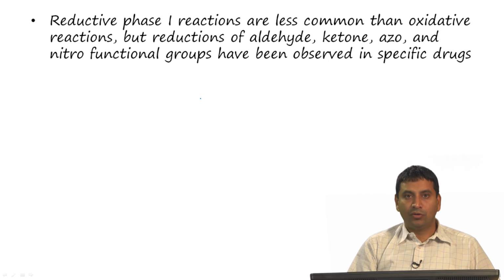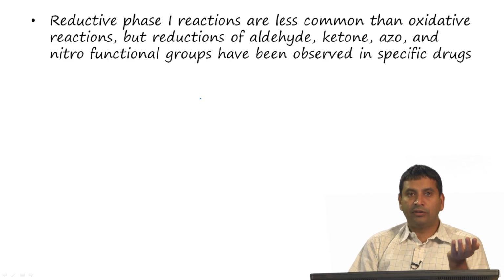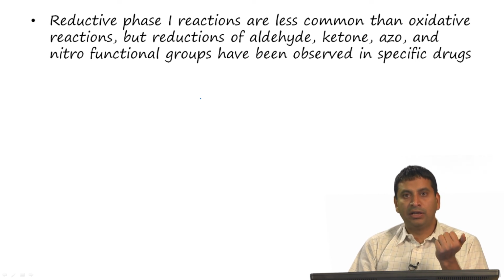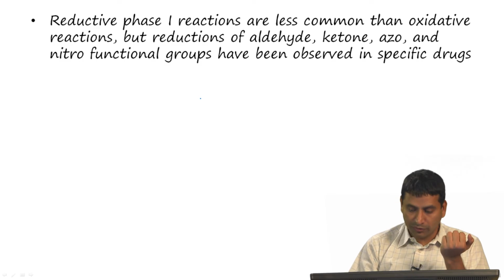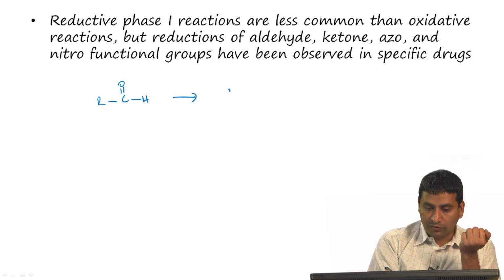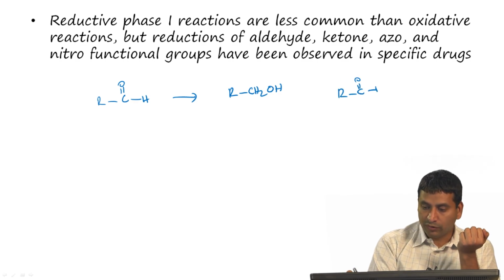Okay. So, these are all examples of oxidative phase 1 reactions, but there are also several reductive phase 1 reactions, but they are less common, and the main reductions that occur are of aldehyde, ketone, azo and nitro functional groups. So, let us look at some of these examples very briefly. So, you have an aldehyde which is going to give you RCH2OH.